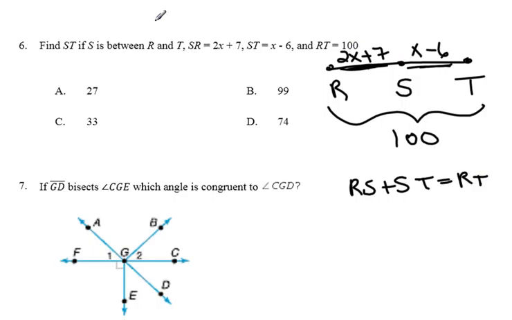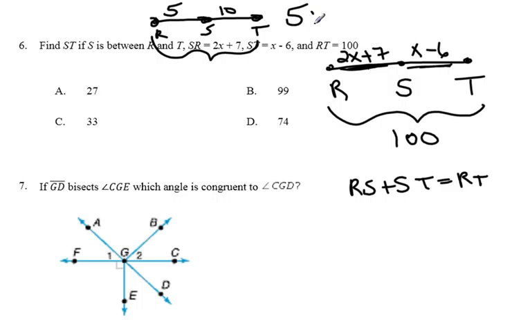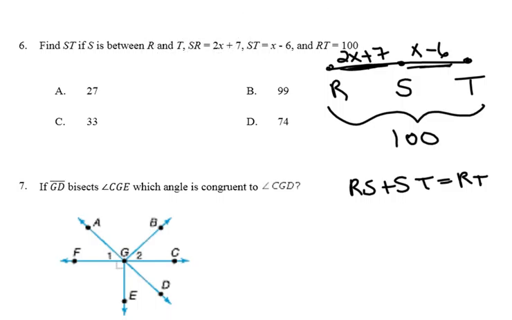So let's use numbers so it looks a little bit more clear here. Let's just say RS was 5 and ST was 10. Then the whole length of this segment would be RS plus ST, which would be 5 plus 10, which is RT, so that's 15.